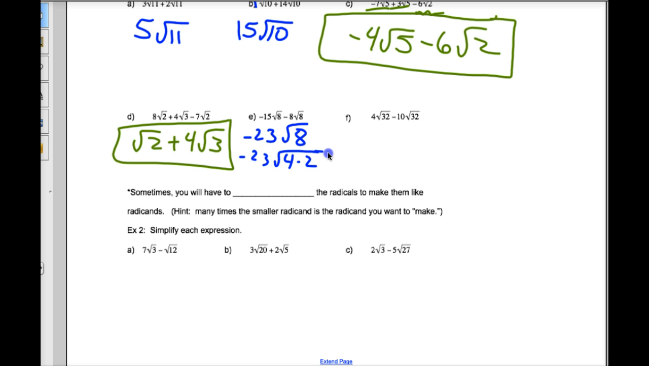Show this step, please, people. Okay. Briggs, what's the square root of 4? 2. Times it by the negative 23 that's already out there. Negative 46 radical 2. That's the final answer. So that's adding first, simplifying second.